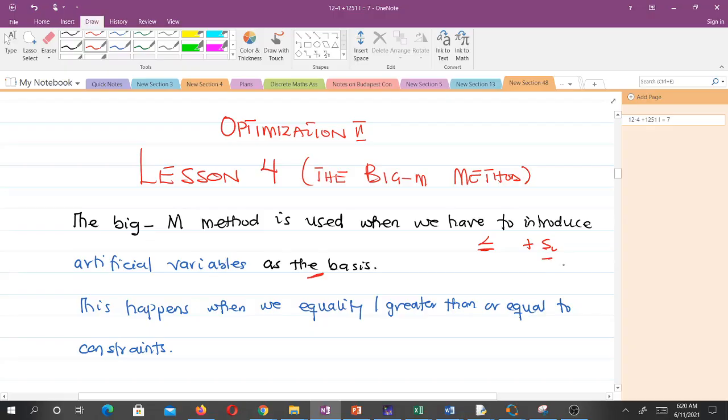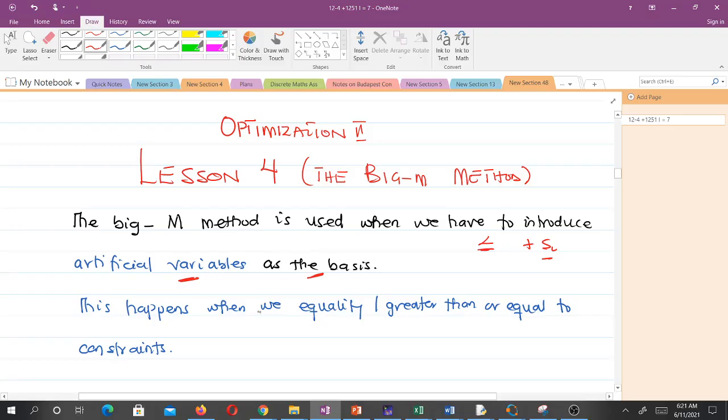But when we have a greater than or equal to constraint or an equality constraint, that doesn't hold. So we will have to introduce what we call artificial variables as the basis. Whenever we do that, the method for solving it becomes the Big M method. That's why before you can really understand this method, you have to have watched the previous video on the simplex method and understand it very well. If you haven't done so, please go and watch that video before this one. It's assumed that you've watched it, so let's continue.